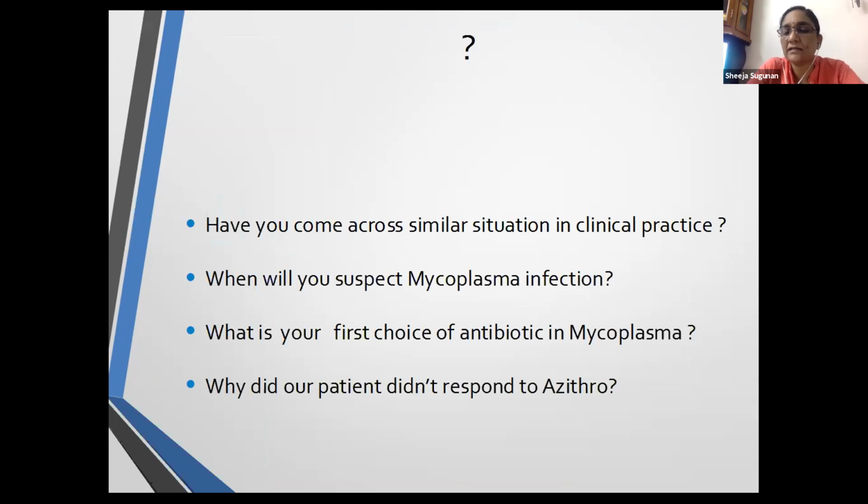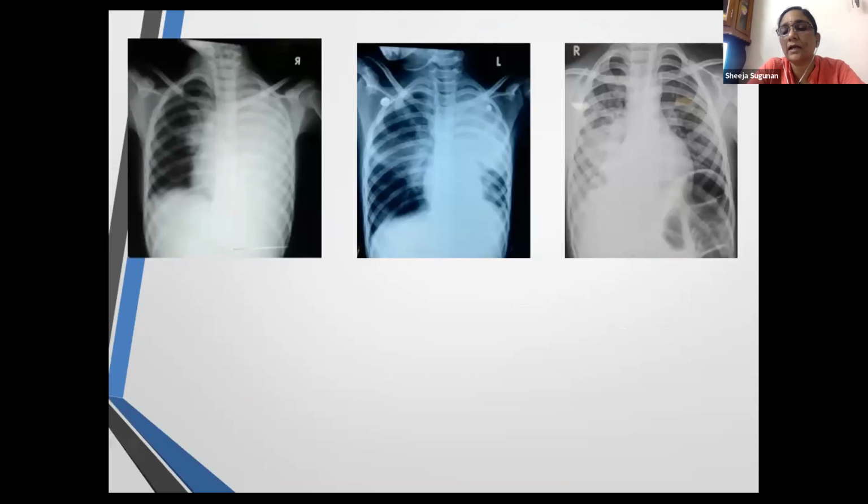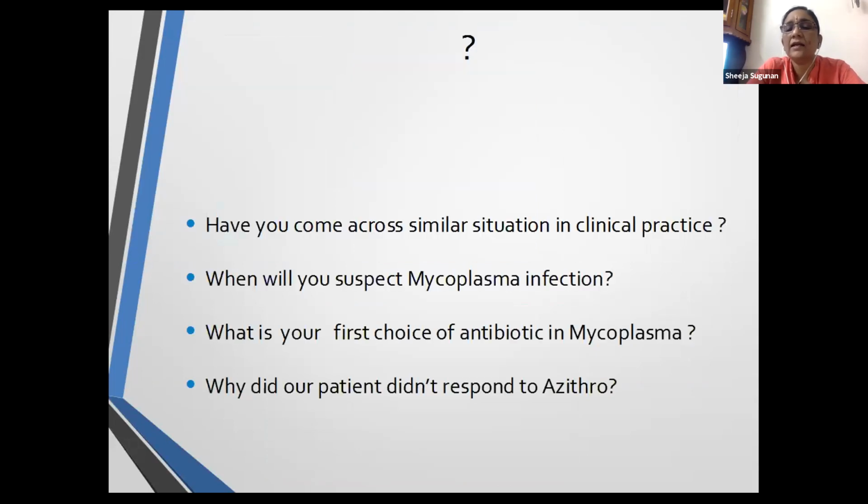The three x-rays that are shown are all proven mycoplasma PCR positive cases, subsequently antibody also positive. And as you can see here, they are presenting with lobar pneumonia. So mycoplasma pneumonia, we used to call it an atypical pneumonia because it used to produce a more interstitial pattern. But nowadays, we are definitely coming across mycoplasma pneumonia which is lobar, which has effusion, many times hemorrhagic effusions.